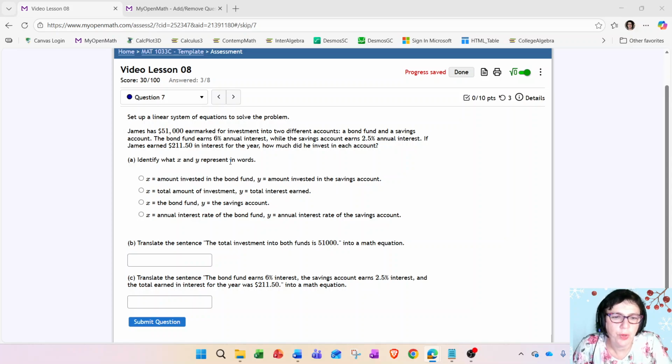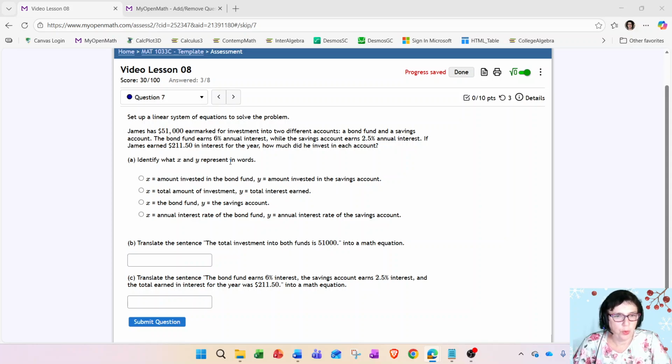In this question, we are going to look at investments, applications of linear systems to investments. Suppose you've got $51,000 and you want to invest it in two different accounts. You've got a bond fund and a savings account. Now, the bond fund is 6% annual interest, but it is more risky, even though it gives you more money. And the savings account is 2.5% annual interest, which is not as risky.